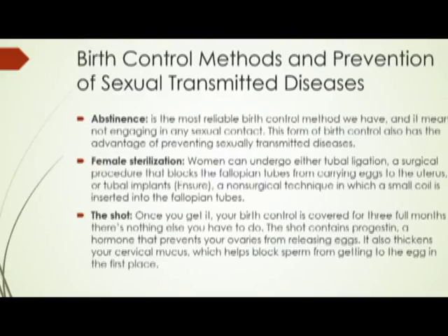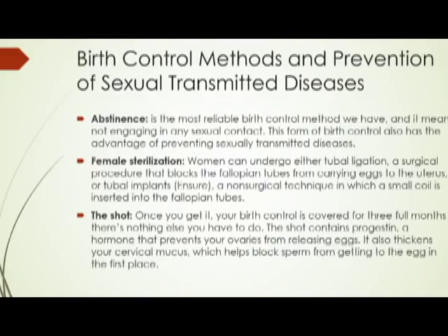Female sterilization is the second one. Well, the woman can undergo either tubal ligation, a surgical procedure that blocks the fallopian tubes from carrying eggs to the uterus, or tubal implants, a non-surgical technique in which a small coil is inserted into the fallopian tubes.